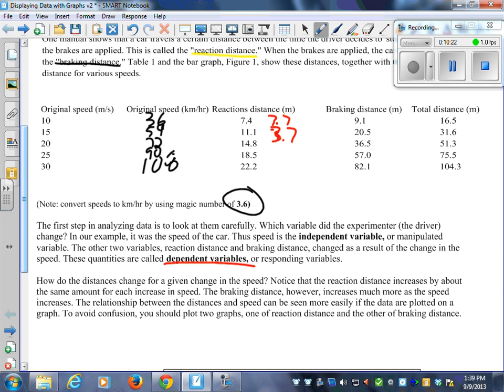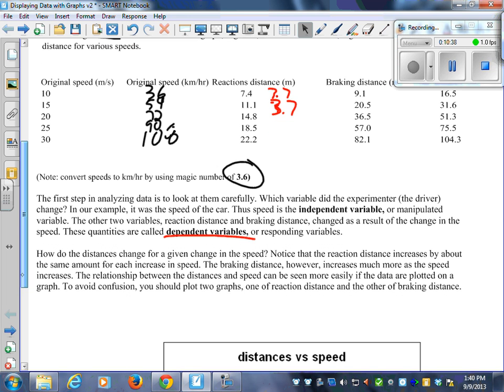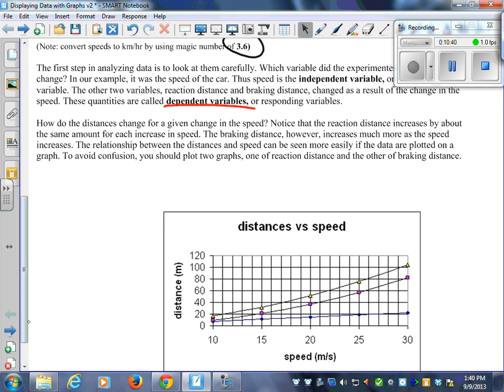They're all about the same, which makes sense because the reaction distance is how far you go in the time it takes you to actually get your foot to the brake, and you're traveling faster and faster and faster, right? You're traveling at a constant speed, remember. So it would make sense that these should go up by the same amount. Okay? So how do the distances change for a given change in speed? The reaction distance increases by about the same amount. The braking distance, however, increases much more as the speed increases.